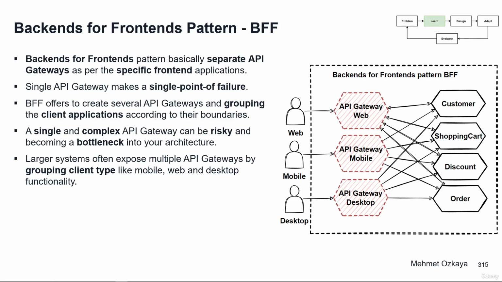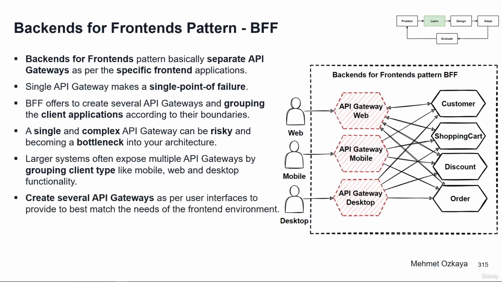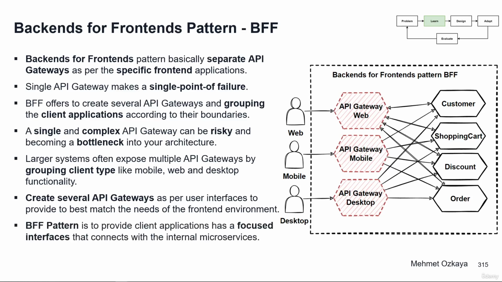The Backend for Frontend pattern is useful when you want to avoid customizing a single backend for multiple interfaces. So we should create several API gateways as per user interfaces. These API gateways best match the needs of the frontend environment without worrying about affecting other frontend applications. The Backend for Frontend pattern provides directions for implementing multiple gateways. The main purpose of using the Backend for Frontend pattern is to provide client applications a focused interface that connects with the internal microservices.